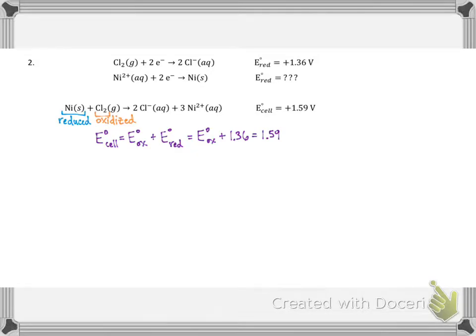So once again in this problem, we're plugging in all the values we know and solving for the missing oxidation potential. And then remembering to flip the sign to find the reduction potential.